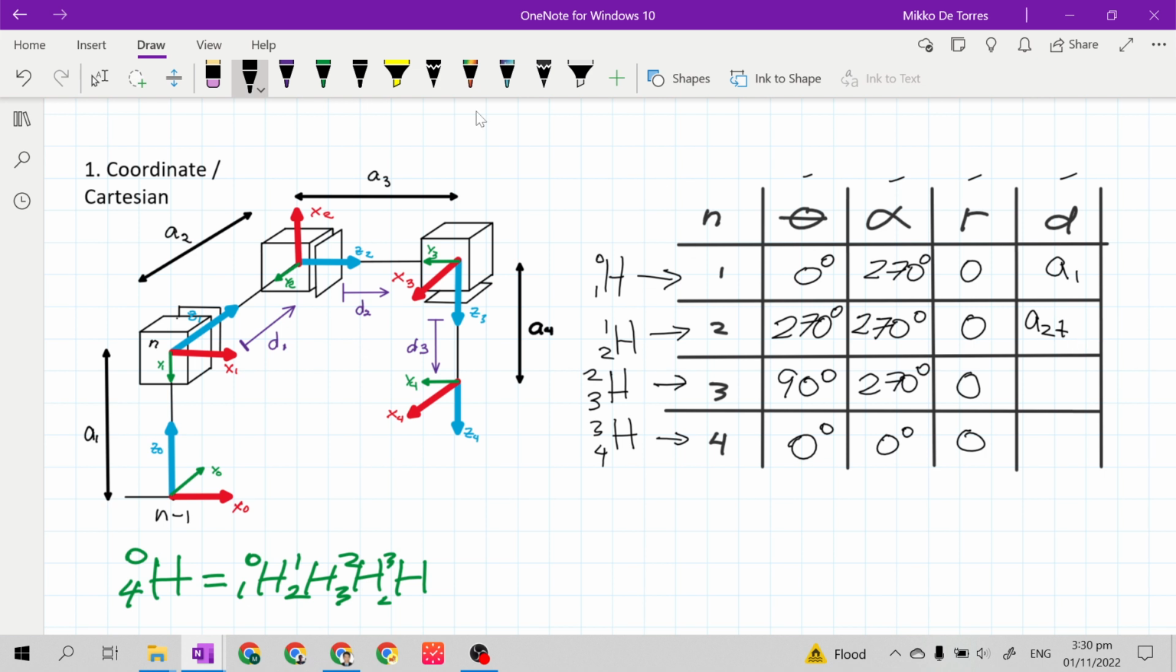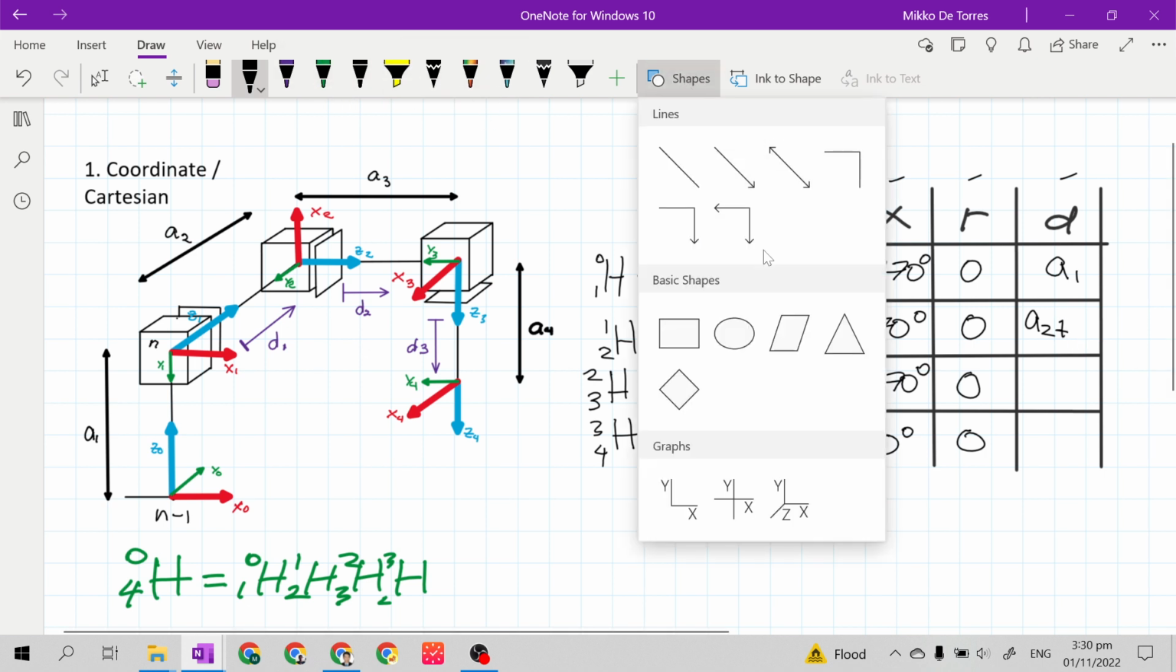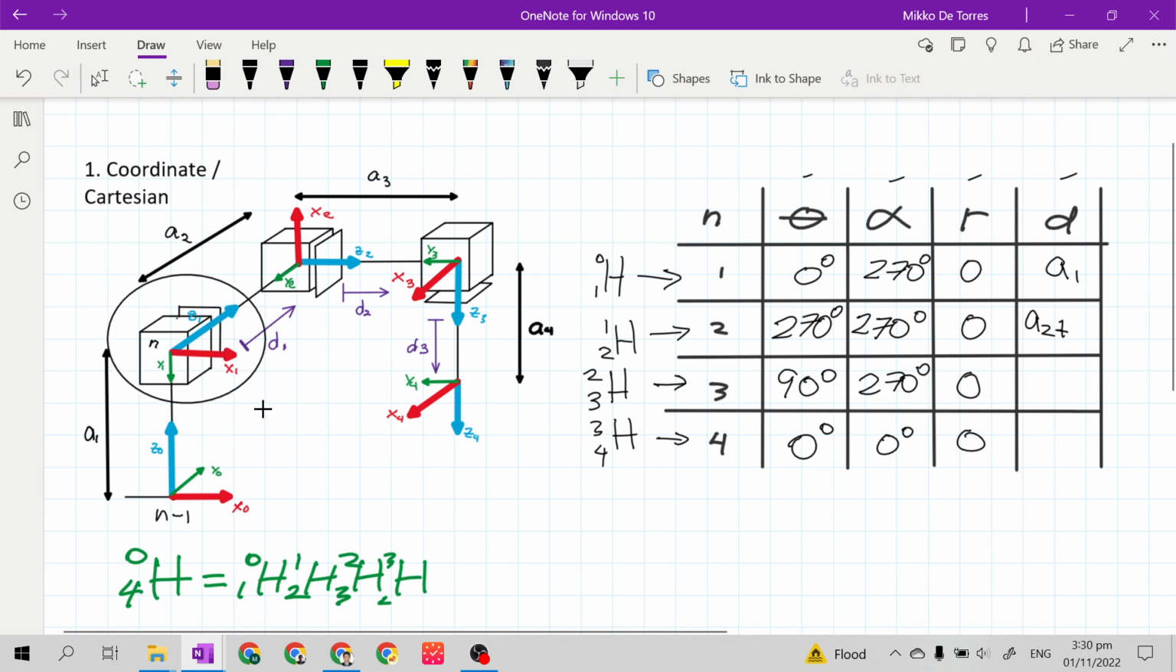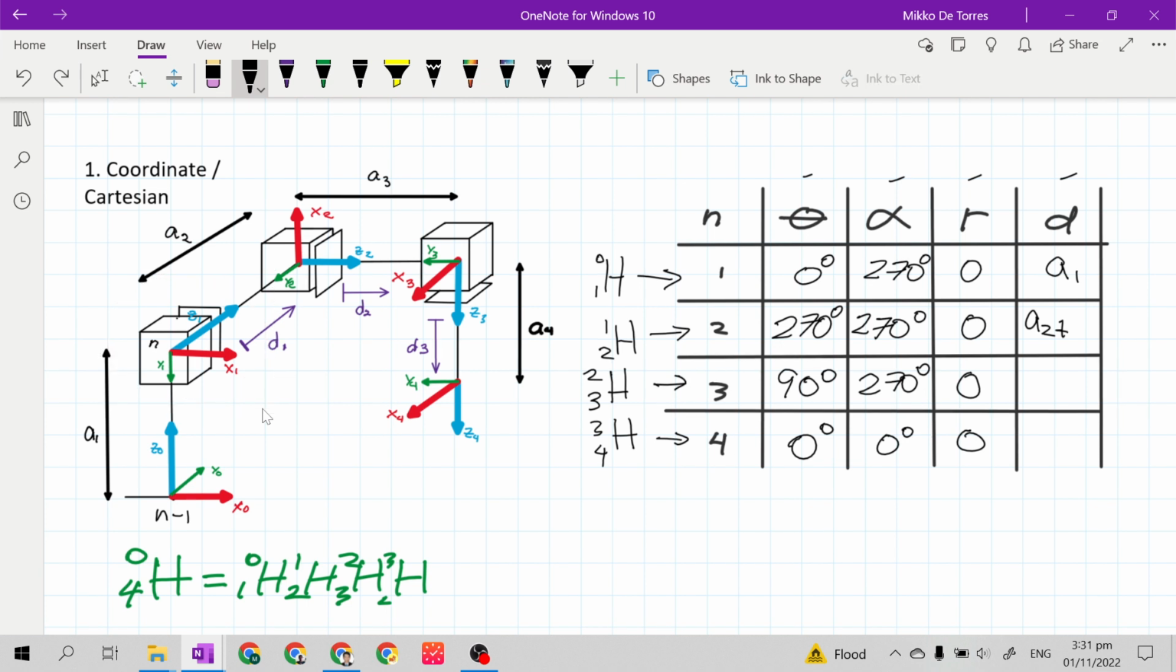Because this is a prismatic joint. Okay, this is a Cartesian manipulator. So all our joints are prismatic. So we will have an additional d for every d in each homogeneous transformation matrix. So this is A2 plus d sub 1. Okay? A2 plus d sub 1.